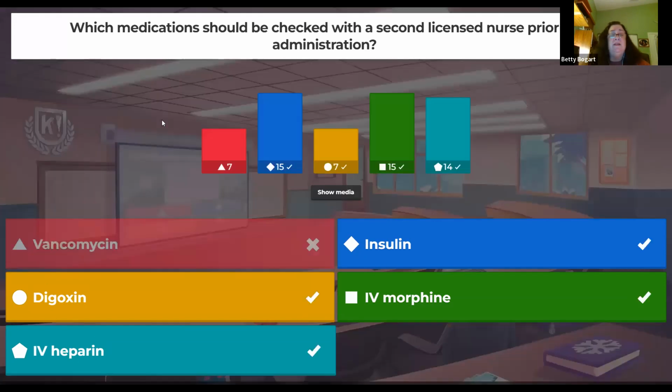So vancomycin is an antibiotic. Although it's a dangerous antibiotic, it's not a second check. Digoxin, too much can decrease the heart rate severely. Heparin is a blood thinner. You can bleed out a patient with too much blood thinning. Insulin, drop your blood sugar too much. And IV morphine can stop a patient from breathing if it's too much.